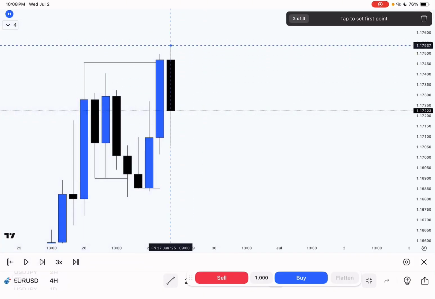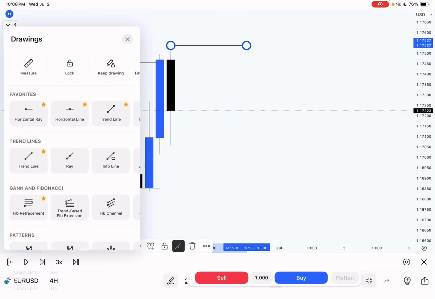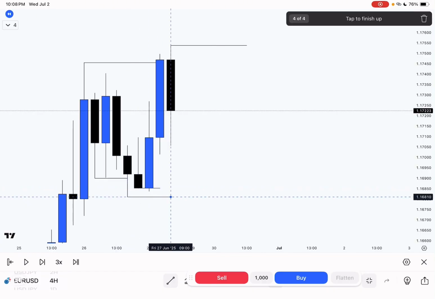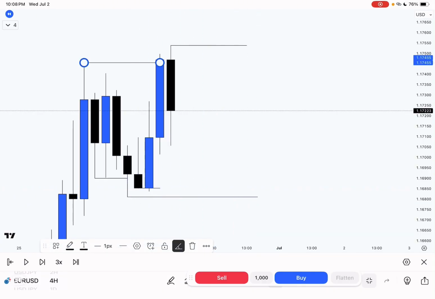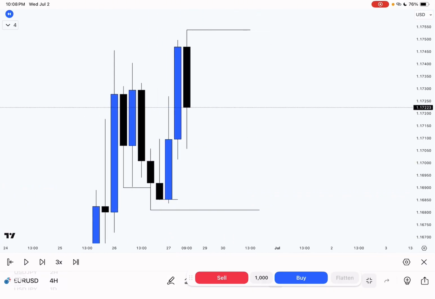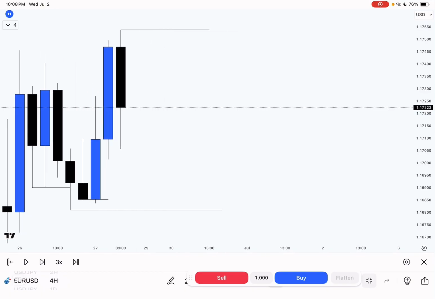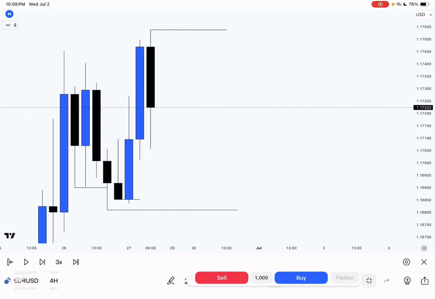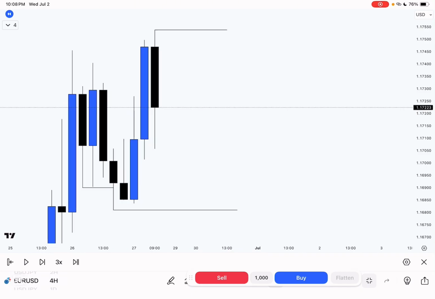The last break of structure, the high that caused the break of structure, and the lowest point of the break of structure is your daily range. Anything outside that zone is none of your concern. What are you trying to do? You're trying to look for an area in this daily range high to daily range low for a high probability setup to actually take a very good trade.